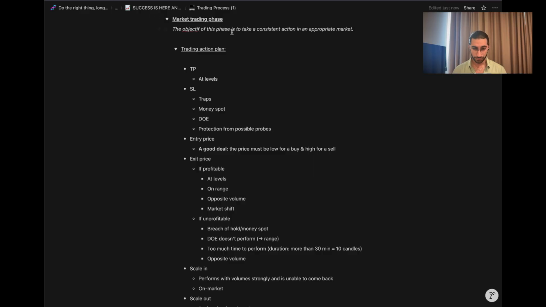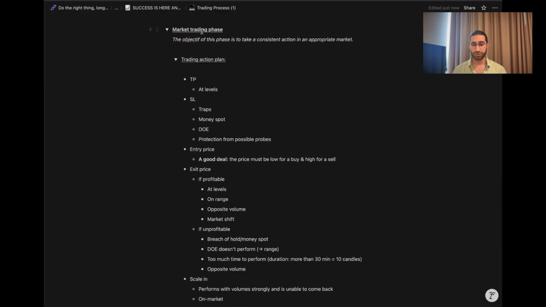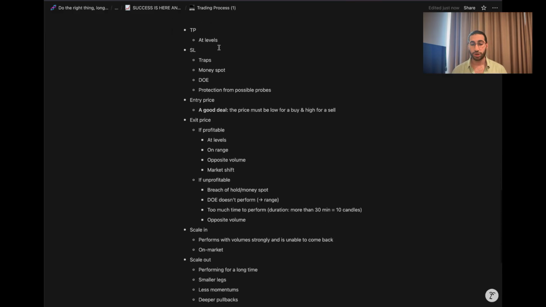Okay. So the objective of this phase is to take a consistent action in an appropriate market. Once you have selected everything you need and you see the setup in multiple assets you selected from your analysis, then you want to take action. Okay, so always your take profit should be at levels.